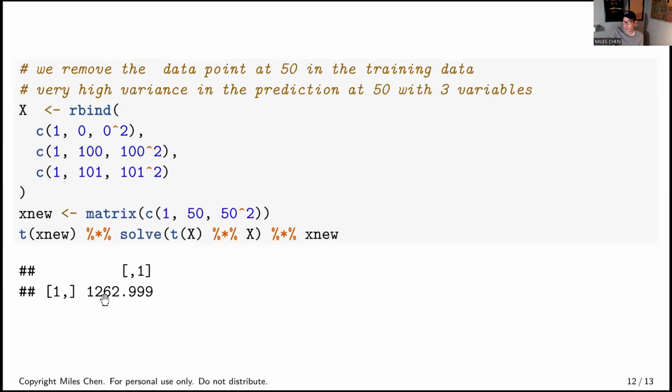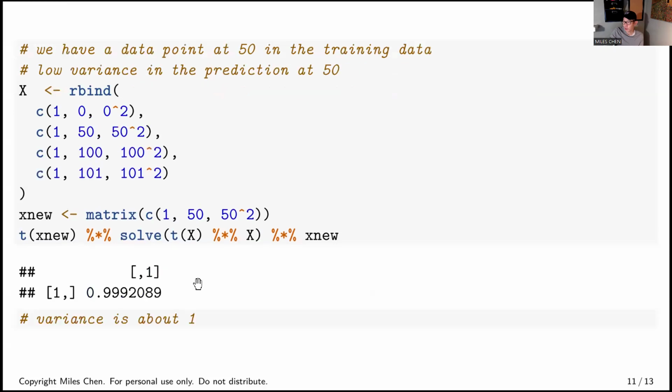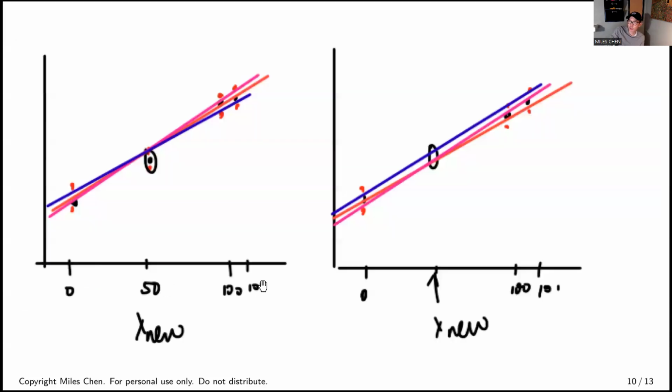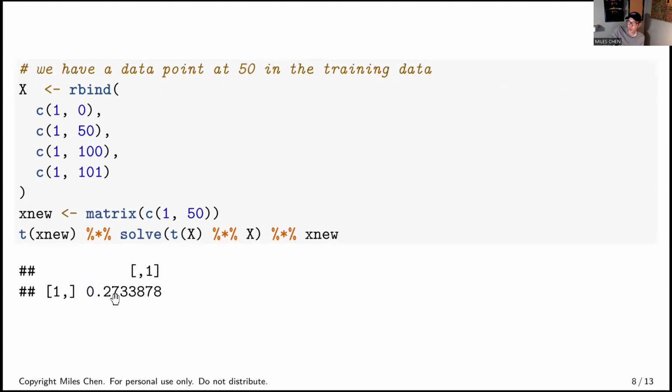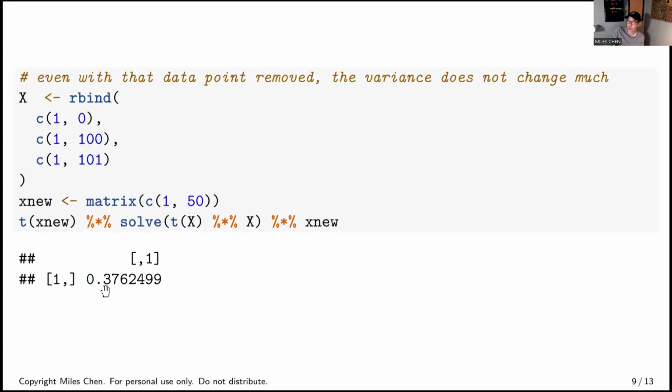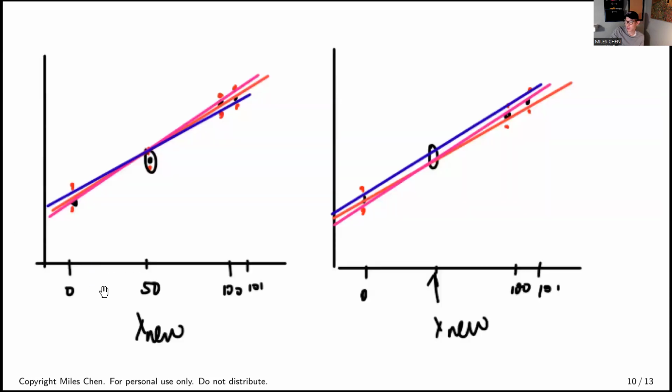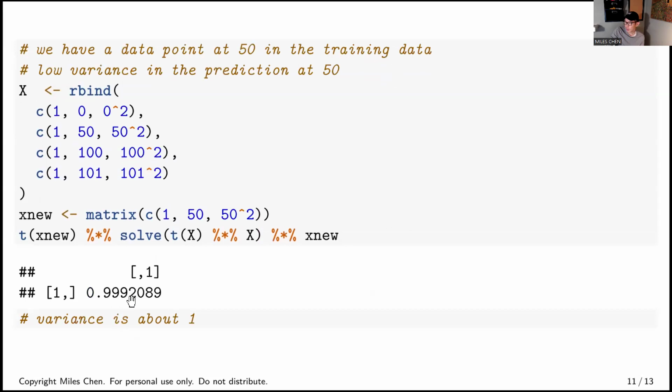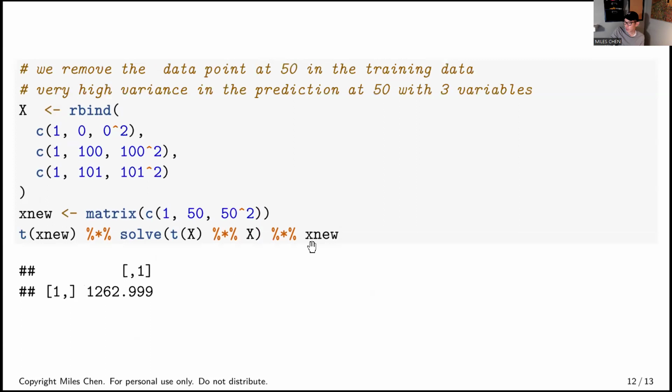We go from 1 to around 1,200, 1,300, whereas cutting out that observation at 50 back here hardly did anything. It went from 0.273 to 0.376. So removing an observation means we have less information, and sure, our variance went up a little bit, but only a tiny bit. With the quadratic one, if I remove one observation, suddenly I have way more variance. And so the question is, why? What's going on here?